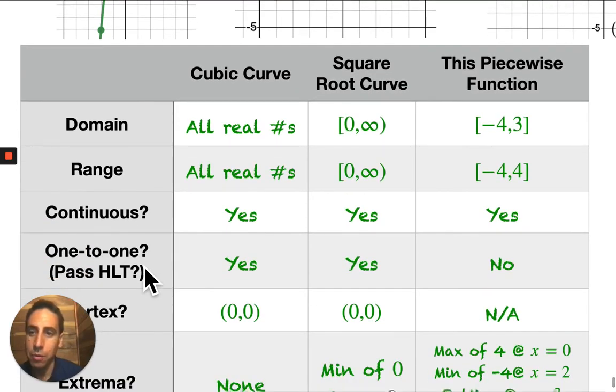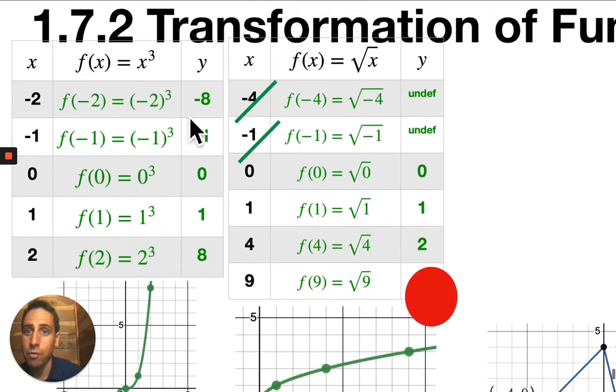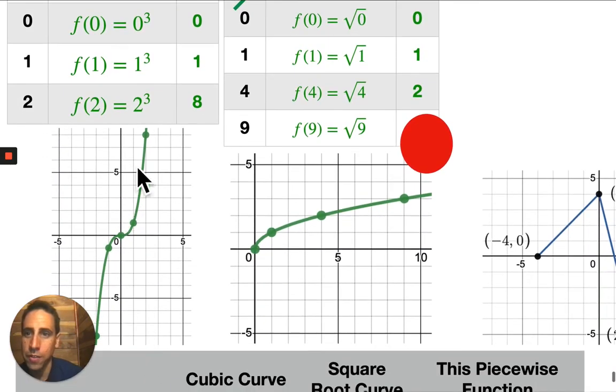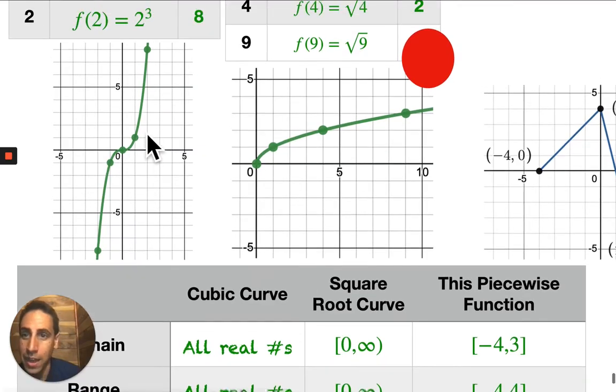Is it 1-to-1? Does it pass the horizontal line test? And the answer is actually yes, because there's no repeats in the outputs. Every output, like the output of 8, has exactly one input. And correspondingly over here, a horizontal line at a height of 8 will only cross the graph once, and that's true for every horizontal line. It only crosses it once. Even right here in the middle, it only intersects the x-axis once at 0.